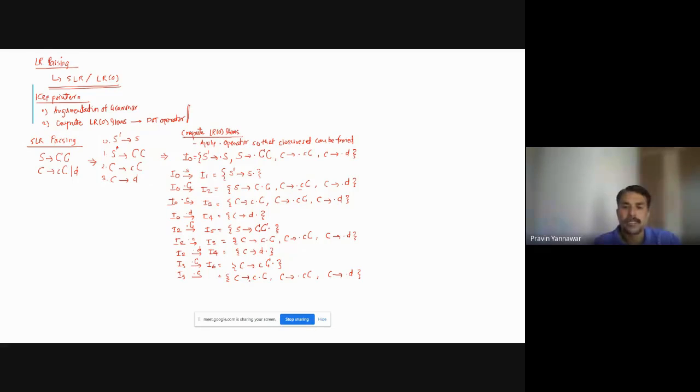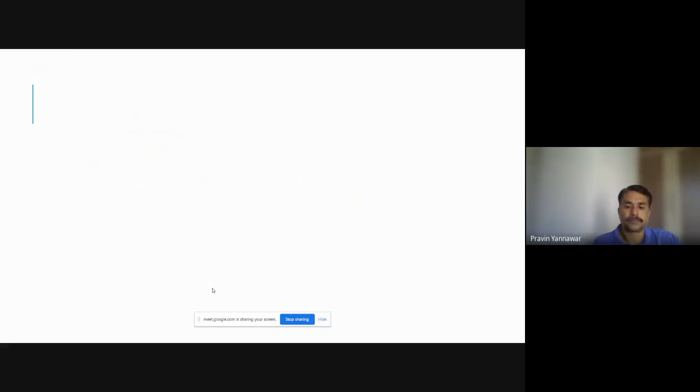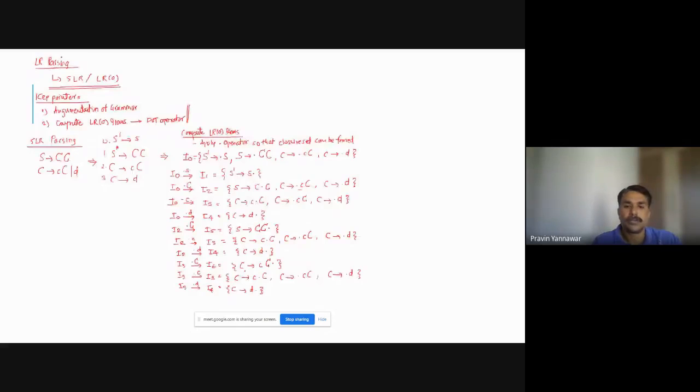So this is what? Again, the same set we are going to get. This same set we are going to get as I3. Okay, I3 with small c, we are getting I3 only. Now let us go with I3 with dot D. So I3 with dot D will be C implies D dot. Okay, this is going to be I4 now.